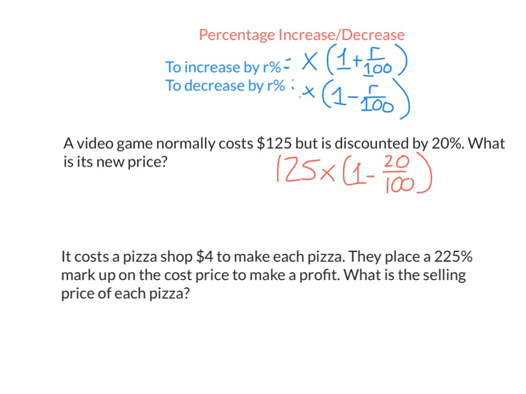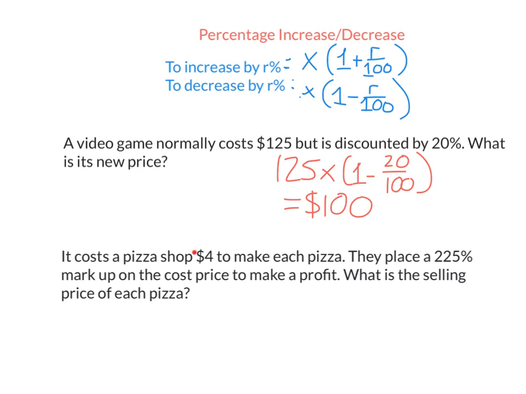So the reason that we're doing this is because if you take 20% off the price of something, you're only paying 80% of the price. So 125 times 1 minus 20 over 100, putting it in your calculator and being careful as you do it, you get $100. So taking 20% off 125, we're left with $100. This is 80% of 125. That's what we did here. We found 80% of 125.